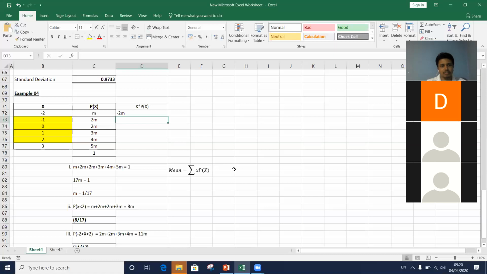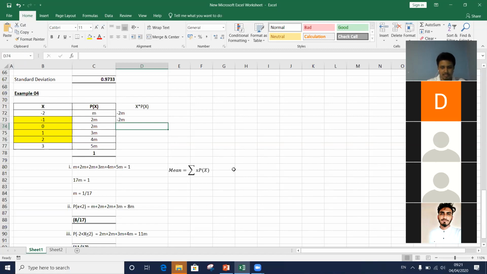Here minus 1 into 2m, again minus 2m. Here 0 into 2m. 0 multiplied by any number should be 0, right? And 1 into 3m, the answer should be 3m. 2 into 4m should be 8m. 3 into 5m should be 15m, right?